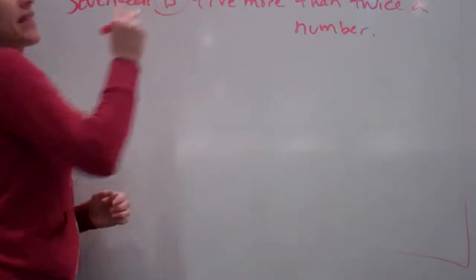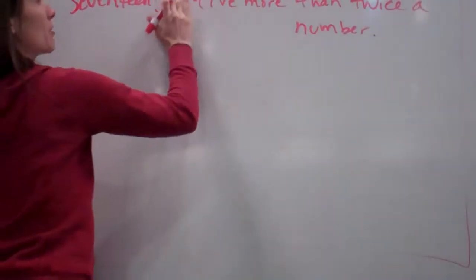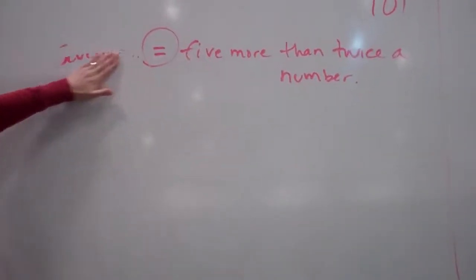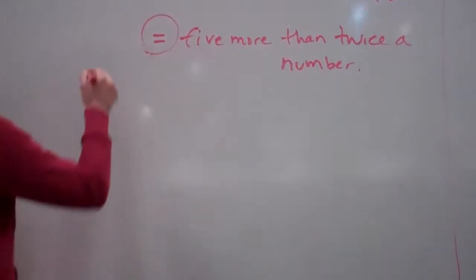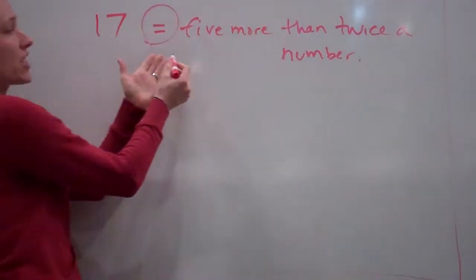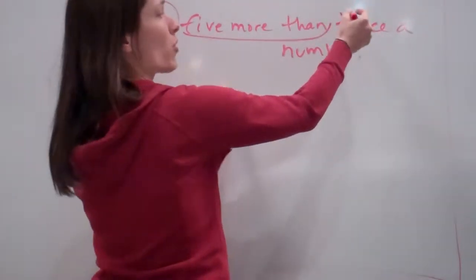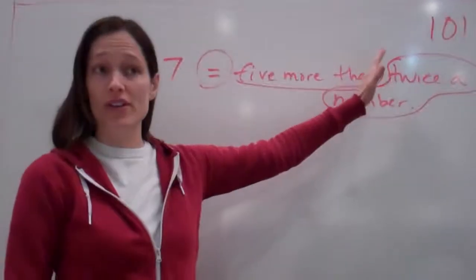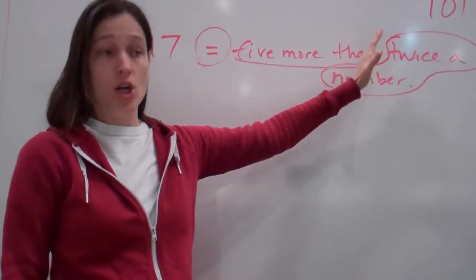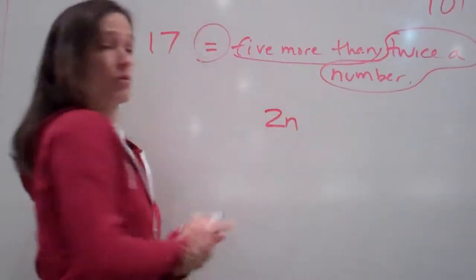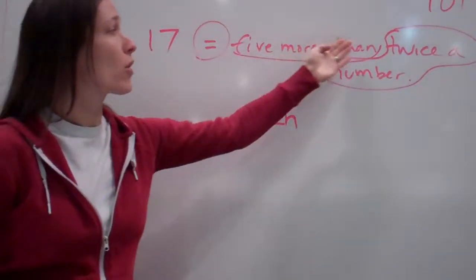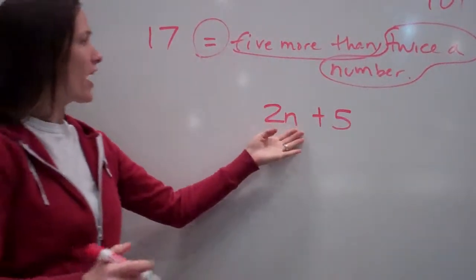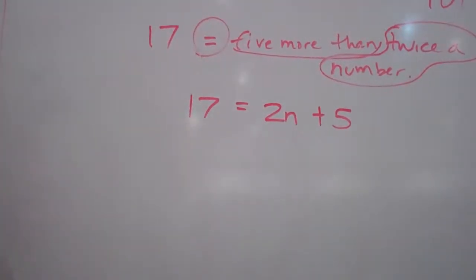Okay, is, what do you think that means? Equals. I'm going to change that right now. What should I put for the number? 17. Now, the next one says 5 more than what? Twice a number. Now remember these 5 more than, where does it come? It goes at the end, right? So I have twice a number, and then I need 5 more than that, plus 5. Does everybody understand? So the final answer would be that.